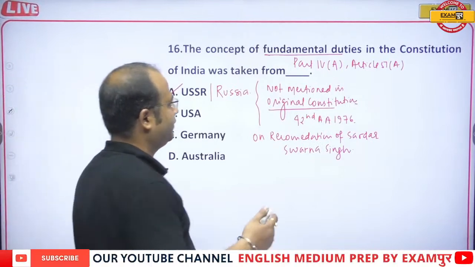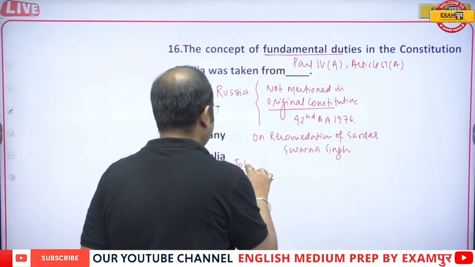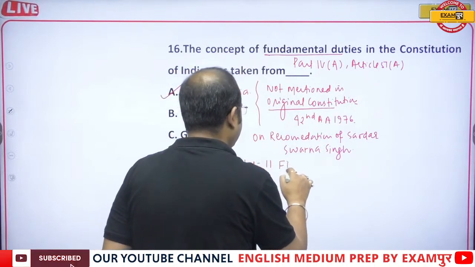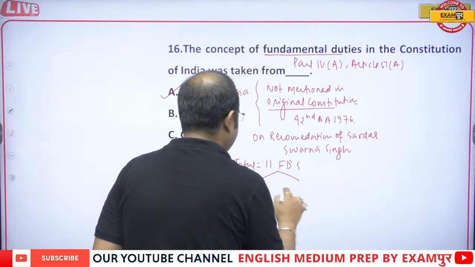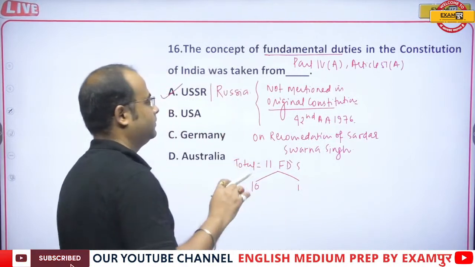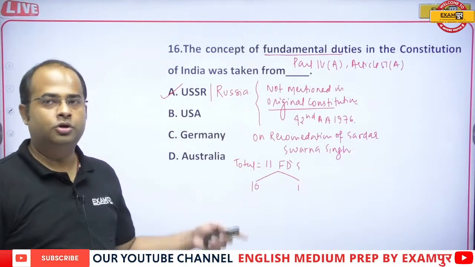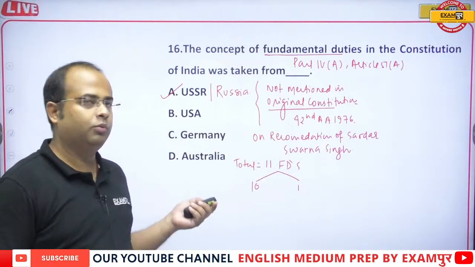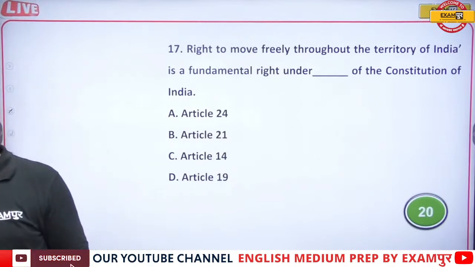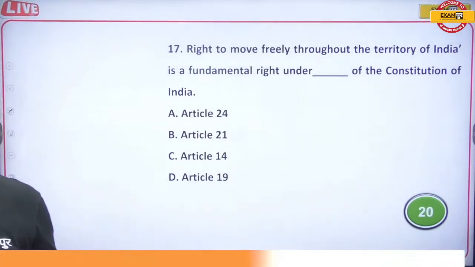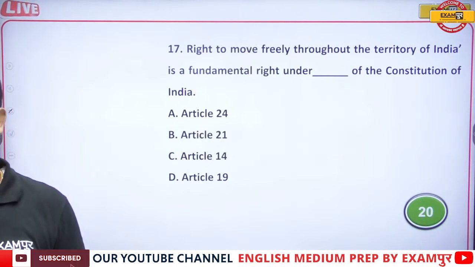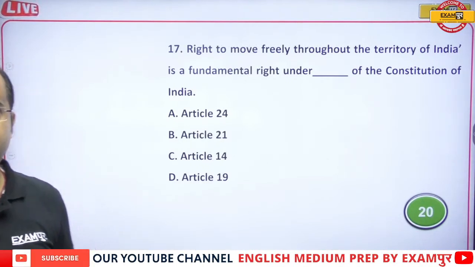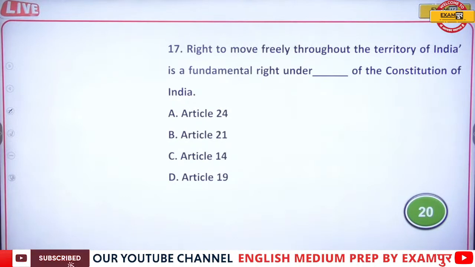In total we have 11 fundamental duties, that is 10 plus 1. So the correct answer will be option A, that is USSR or Russia. It was not mentioned in the original constitution; it was added later on. The Sardar Swaran Singh committee recommended the fundamental duties during the prime ministership of Mrs. Indira Gandhi. At that point of time, Mrs. Gandhi was the Prime Minister of India.